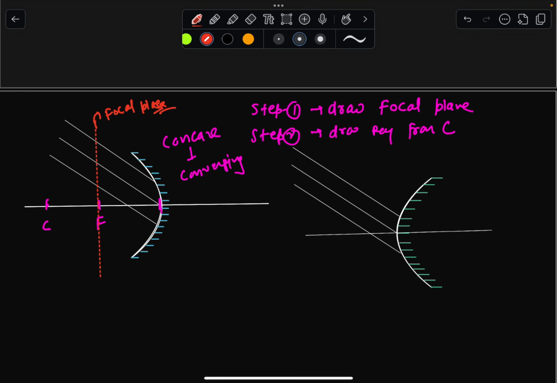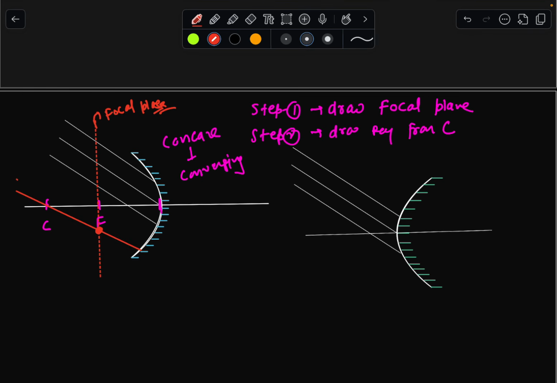But step number 2, draw the ray of light from the center of curvature. This is the center of curvature. I'm drawing a line from here. Then we have to see their intersection point. If you see, beta, this particular point is their intersection point.